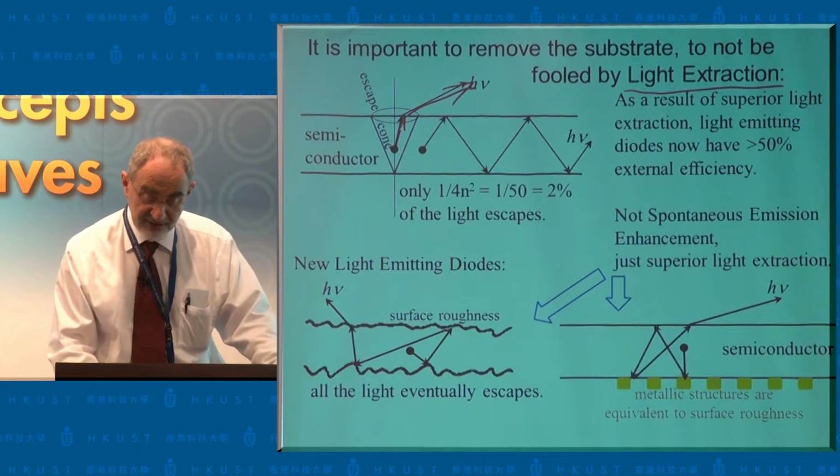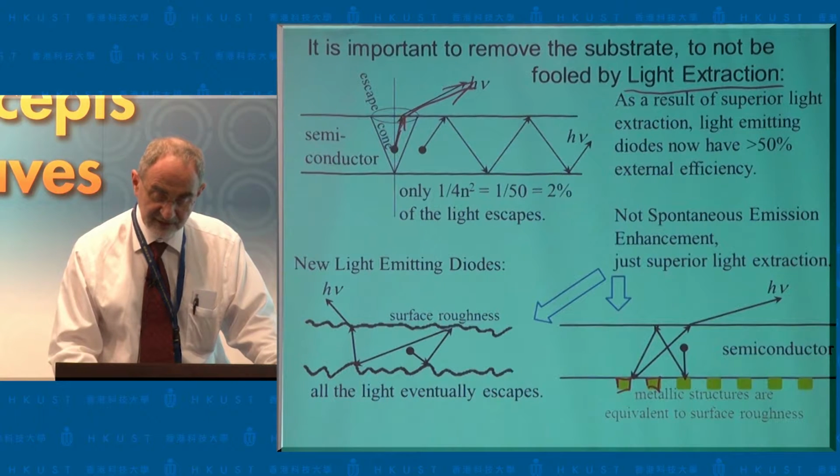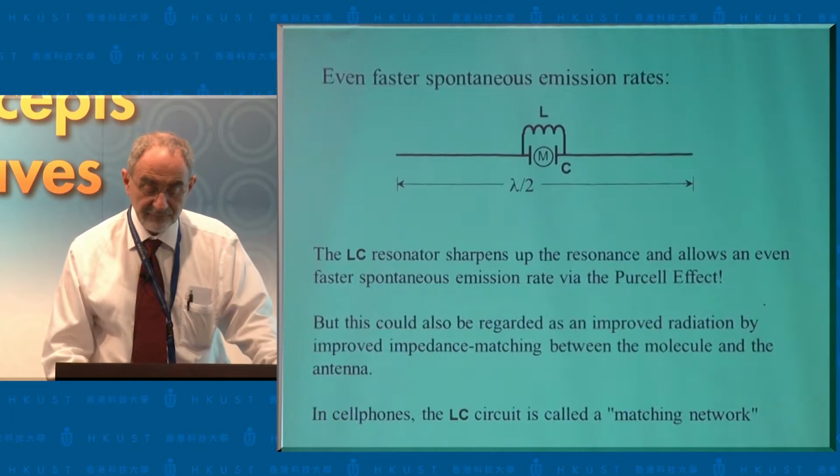And sometimes you put metallic structures on the back of an LED, and the main purpose is to randomize the light directions to make it easier to extract. That's not what we aim to do.